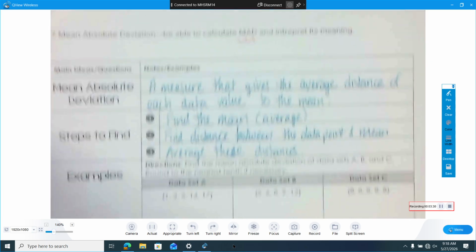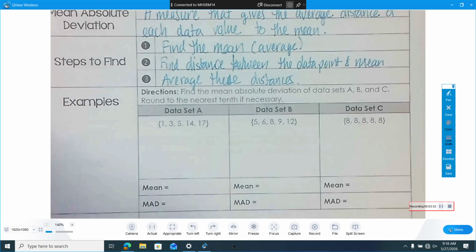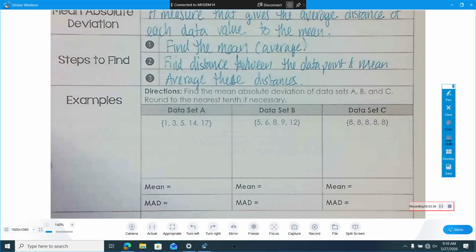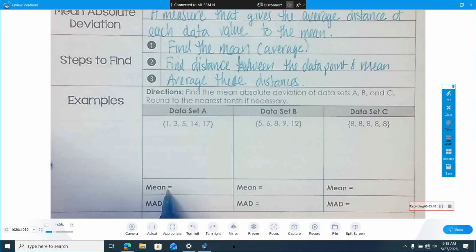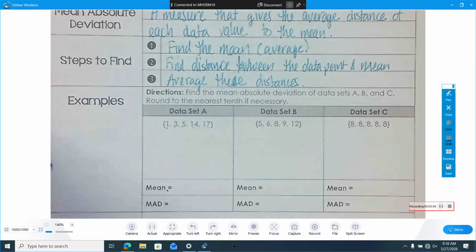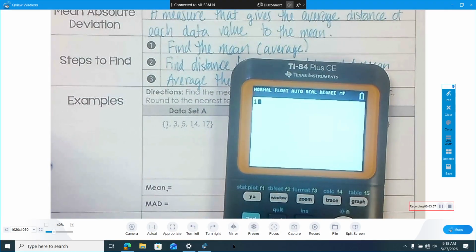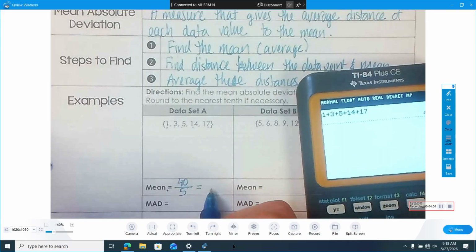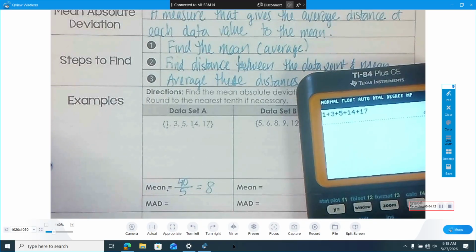So the first thing we're going to do, example 1 here, data set A. We want to find the mean absolute deviation for data sets A, B, and C, round to the nearest tenth if necessary. So first of all, I want to find the mean of our data set. How do I find the mean of our data set? Add each of these together and divide by 5. All right, so here we go. We're going to add these up. 1 plus 3 plus 5 plus 14 plus 17. We get 40. So this is 40 divided by 5, which is 8. Okay. So we found our mean, so that's pretty easy, not too bad.